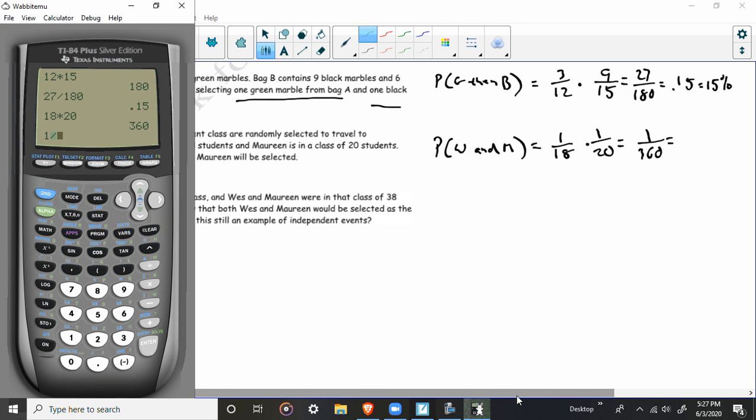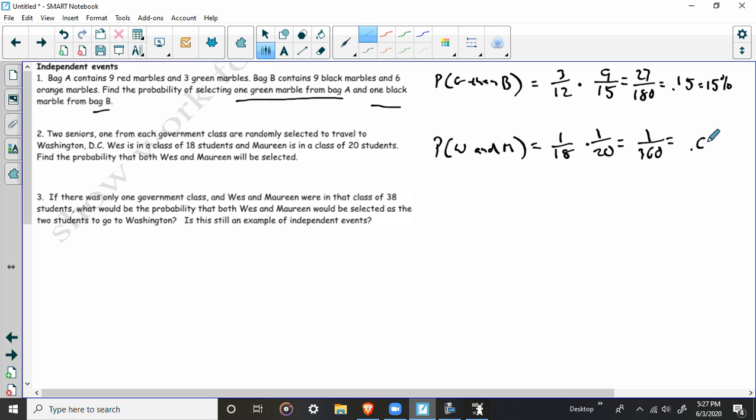So 1 out of 360 leads us to about a 0.0027 repeating chance, okay? Or about a 0.27% chance. So not less than 1%. Really bad chances it's going to happen. So sorry, guys. Okay.